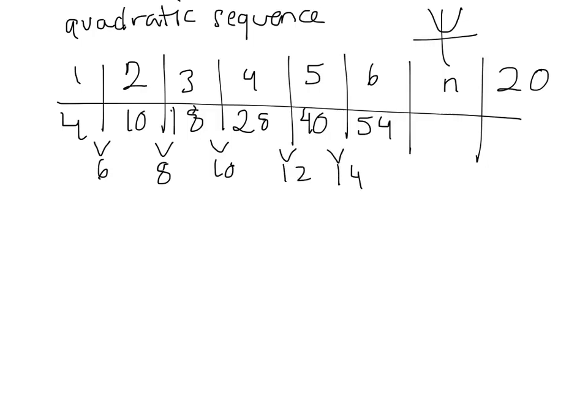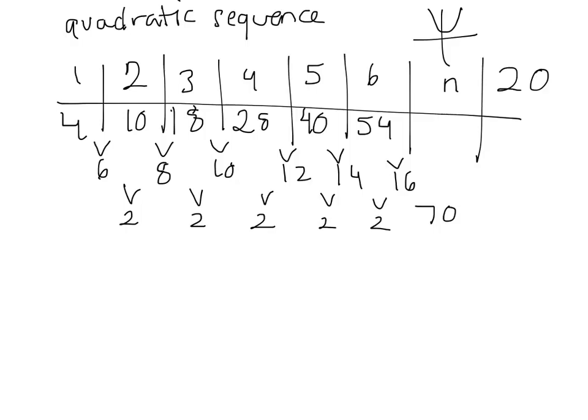So we could still find the next term fairly easily. You would add 16, and that would be 70. But to find the 20th term and the nth term is a little more complex. So what you need to do, you can find the second difference, which is going to be 2 each time.